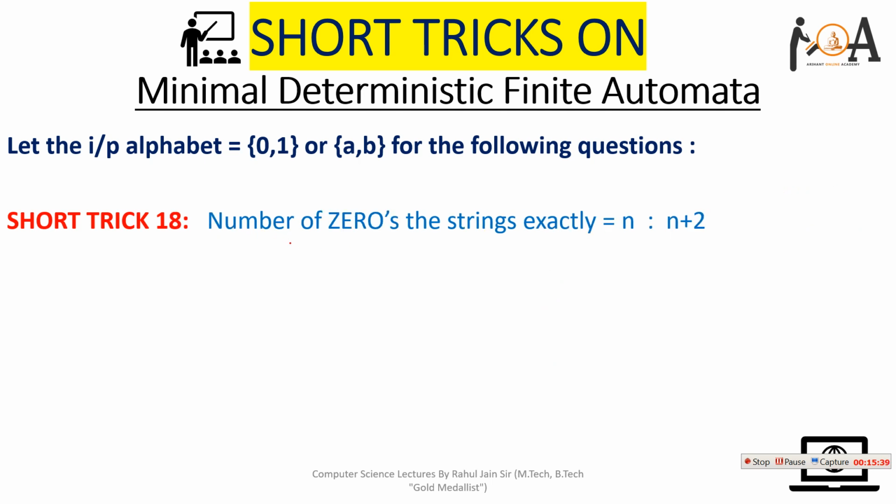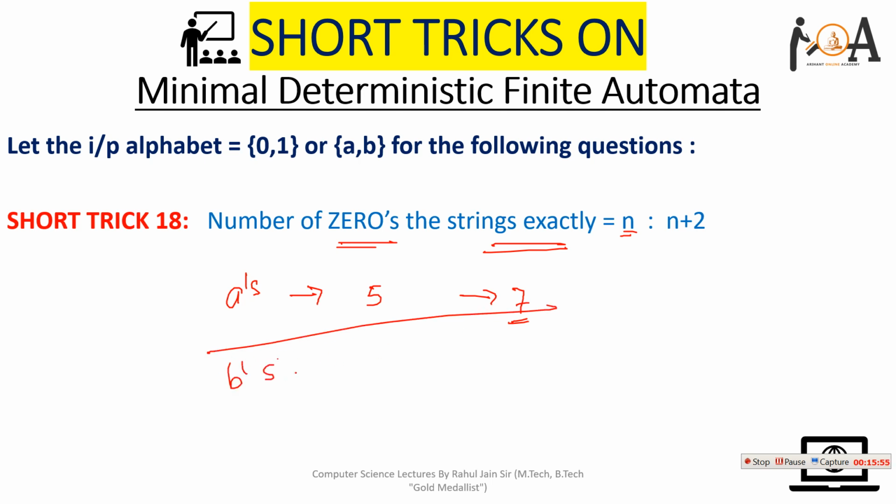Next question. The next shortcut trick is the number of zeros in the string is exactly n, or you may ask the number of a's in the string should be 5. Then 7 states would be required in the DFA. If I have asked the number of b's in your DFA should be exactly 7, then the minimal number of states in your DFA should be 9. N plus 2 is the shortcut trick.